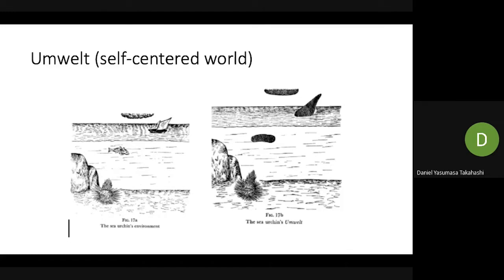What you see is that the fish, the boat and the cloud are all the same thing, because essentially the sea urchin doesn't interact with these objects. So for the sea urchin it is the same thing.